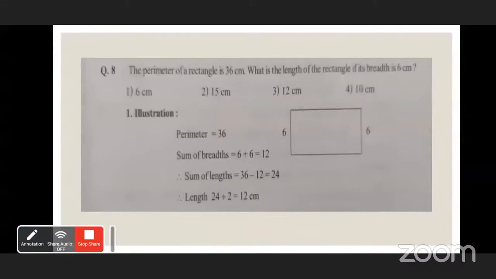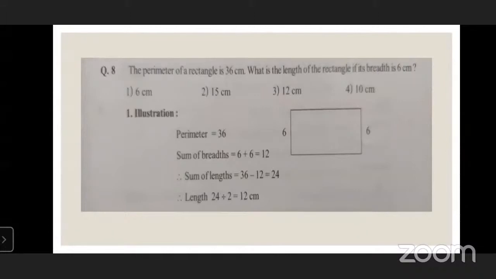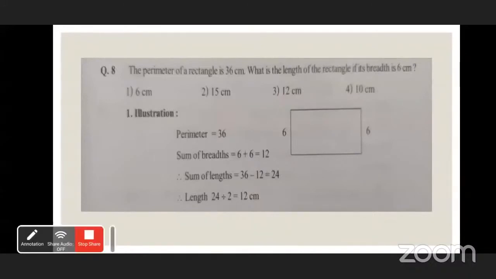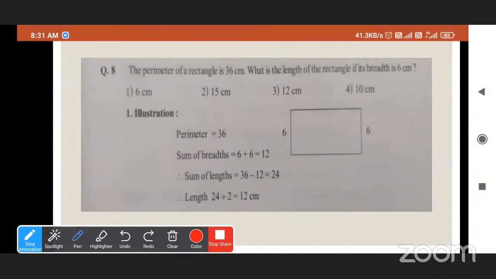See here, the illustration is given. If perimeter is 36 centimeters, so sum of breadth is 6 plus 6, that is 12. So sum of length is 36 minus 12, that is we get 24. So length is 24 divided by 2. We get 12 centimeter. So the length of the given rectangle is 12 centimeter. Good.